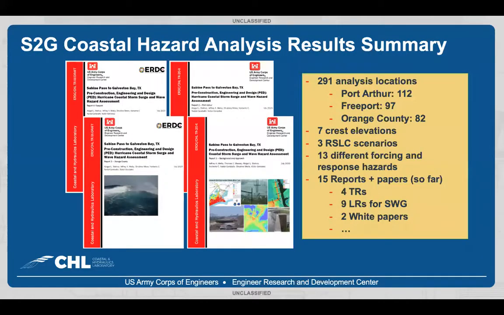In all, we looked at 291 different analysis locations, which included 112 in Port Arthur, 97 in Freeport, and 82 in Orange County. At each analysis location, we analyzed 7 crest elevations, each under 3 sea level scenarios. 13 different forcing and response hazards were computed, depending on the structure type. And as of right now, we have 15 reports and papers.